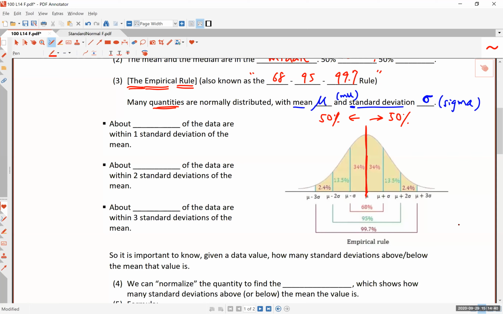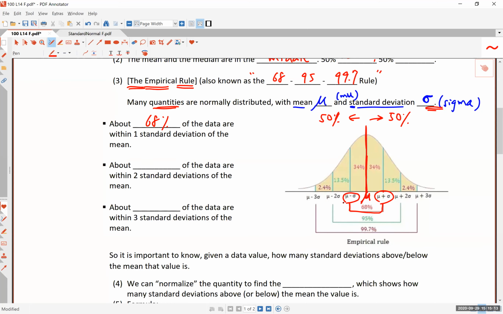Anyway, about 68% of the data are within one standard deviation of the mean. Remember, the mean is right in the middle, mu, because of the symmetry. And then if you add one standard deviation to it, you get mu plus sigma. I know it's hard to see on the screen, but this number is mu plus sigma. It's one standard deviation above the mean.